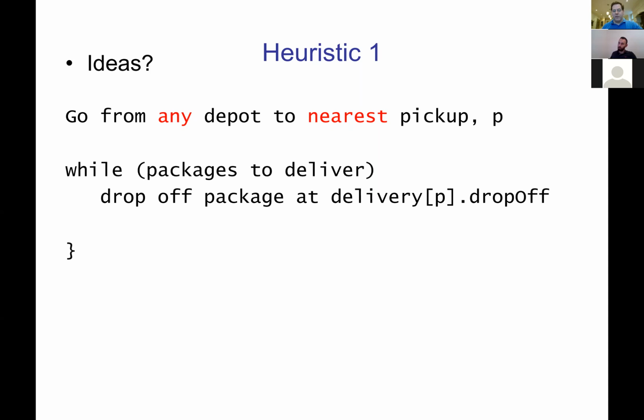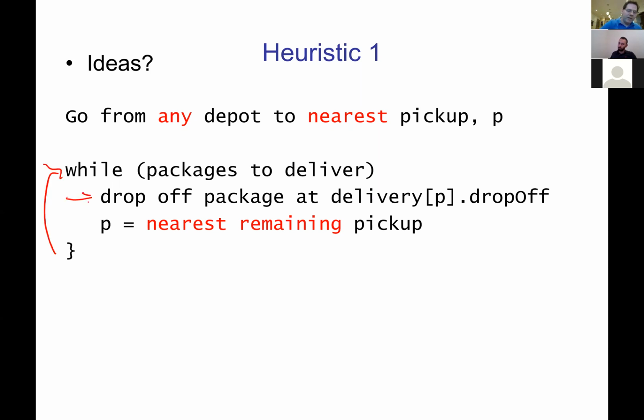So we've got a package on the truck. We just picked it up. Let's drop that off. So we're going to go to the drop off point, and then we're going to say, let's go to the nearest remaining pickup. We'll check all the other pickups that are left, which one's closest in terms of travel time. Let's go there and pick up the next package. And then we're going to repeat. We're going to drop that package off, and then say, what's the next remaining pickup? At the very end, we have to drop the truck off. We'll just check all the depots, see which one we're closest to, and go drop it off there.